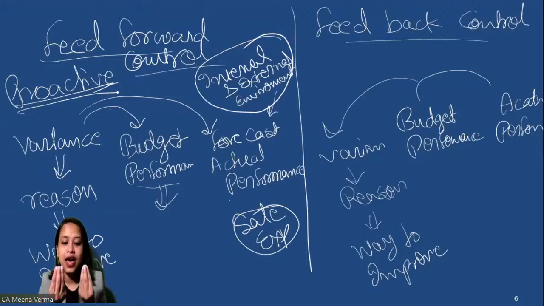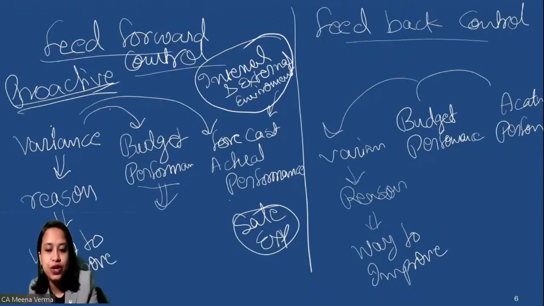Okay. And then I will try to find out the variances, I will try to find out the reason of variances, then I will try to find out the way to improve. So it's a kind of preventive measure. Nothing has actually taken place. No problem has actually arisen in the organization. We have taken preventive measures for the business organization.